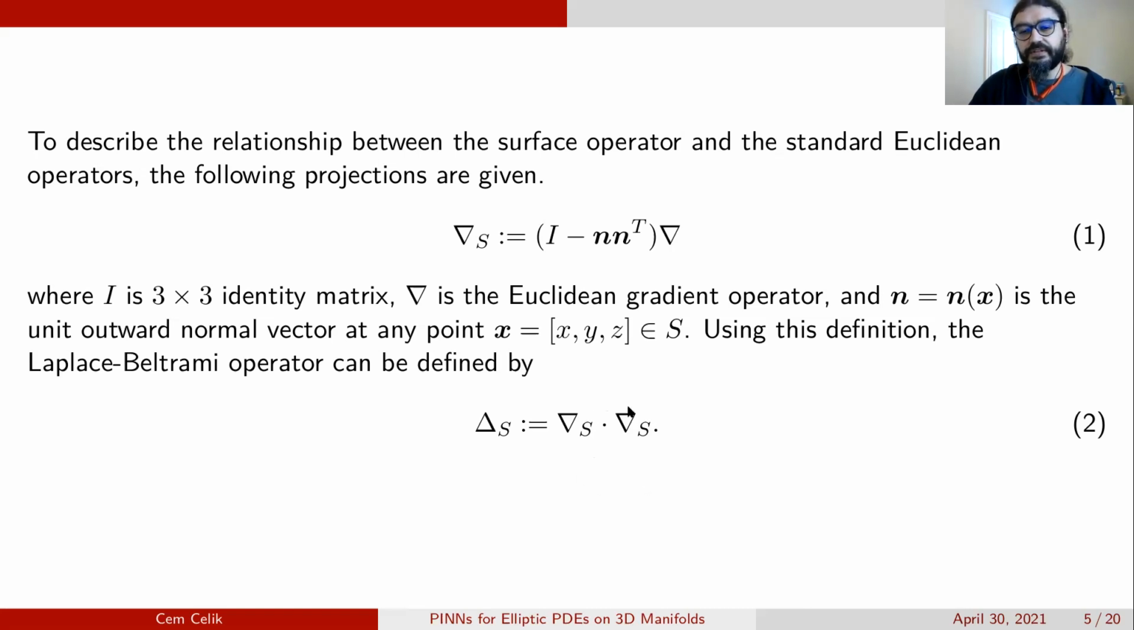This is the same form as we have in the regular Laplacian, but instead of the regular gradients, we have surface gradients. So the Laplace-Beltrami operator is sometimes called the surface Laplacian.